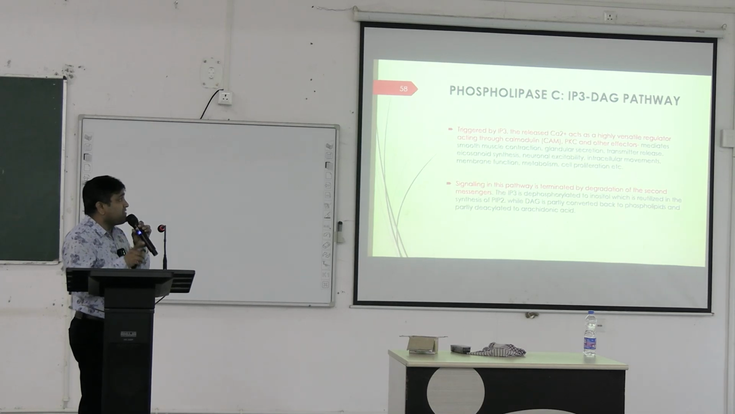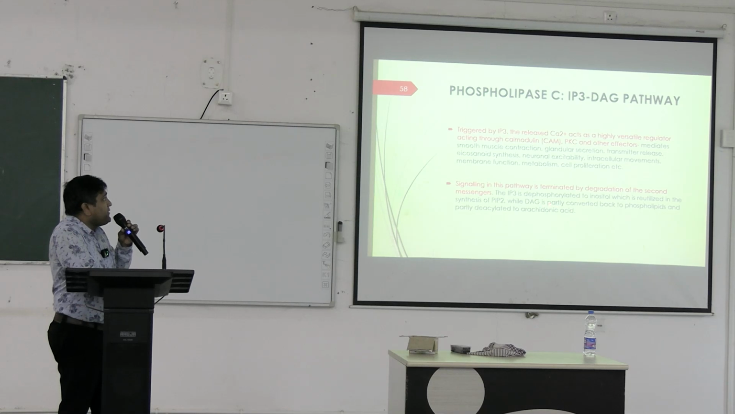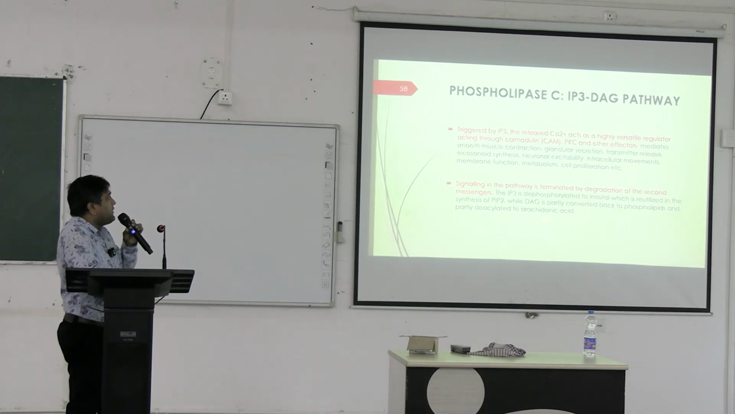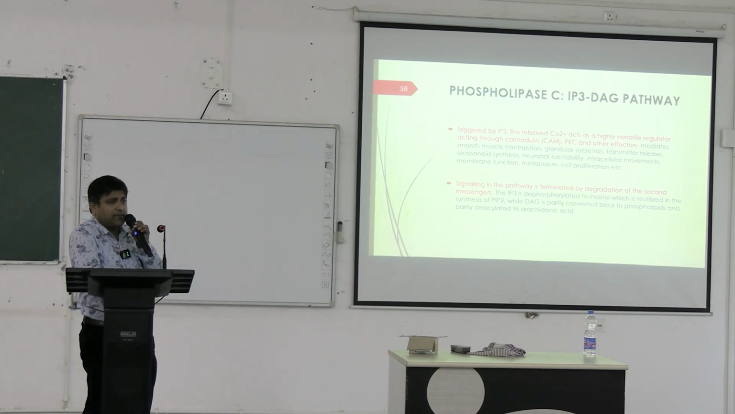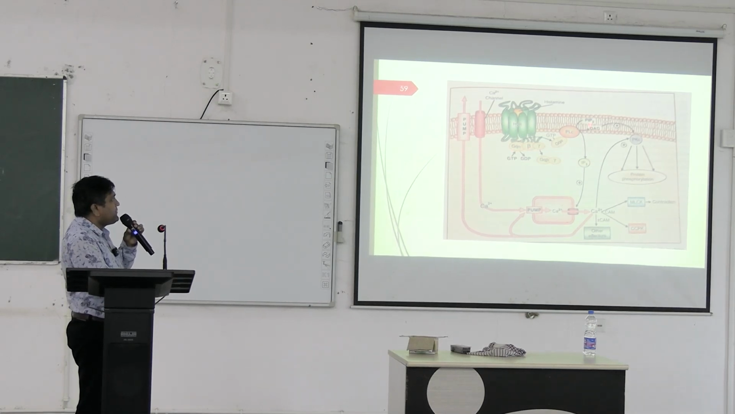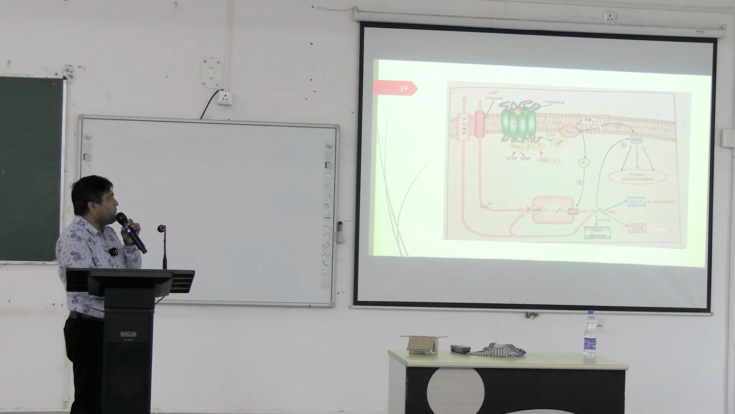Signaling in this pathway is terminated by the degradation of the second messenger. IP3 is dephosphorylated to inositol, and diacylglycerol is partly deacylated to arachidonic acid. This is an example of Gq protein coupled receptors activating phospholipase C, PIP2 to DAG and IP3. IP3 carries out increased calcium release from the endoplasmic reticulum store, and DAG activates protein kinase C.